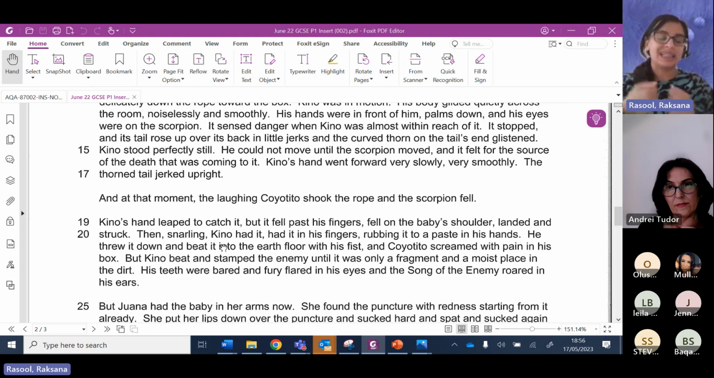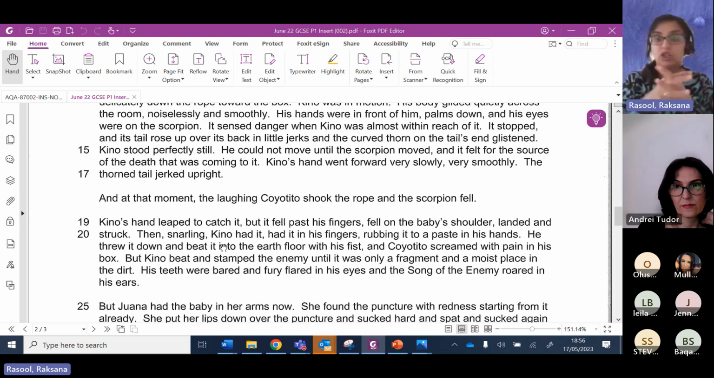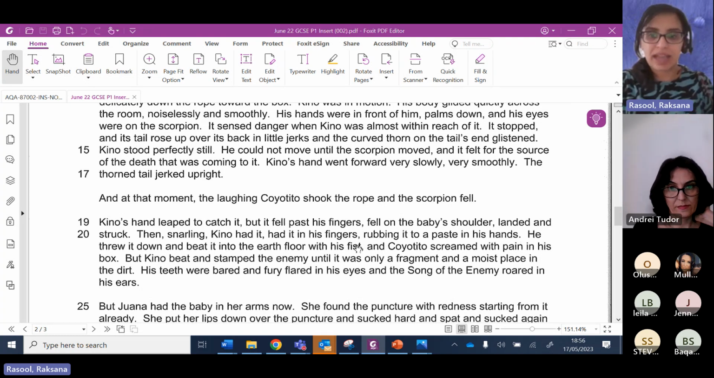Probably all his instincts that he's been holding together and really forcing himself to be quiet and careful. Actually, he's just fallen apart now. And he beat and stamped the enemy until it was just a fragment and moist. So there's not even anything left of the Scorpion. It's just flattened into the ground now. So that's your resolution there of how the problem is solved. The Scorpion is dead. He's killed it, but the baby is injured as well.